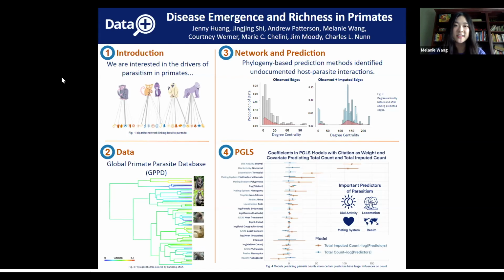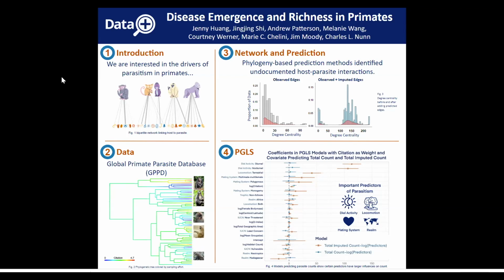In order to test our hypotheses about which primate traits had a large influence on parasitism, we ran PGLS, which are a type of regression that takes phylogeny of our data into account. We predicted the total parasite count for both our original dataset and also a new dataset with added relationships from our network imputation. We also included log citation as a weight and a covariate in our models to control for the range of sampling efforts in our data. After that, we ranked our models by their AIC values and also obtained coefficients through model averaging. We found that for our original and imputed datasets, diel activity, which is when an organism is active, locomotion, whether a species lives in trees or on the ground or both, mating system, and realm were the most important predictors of parasitism.